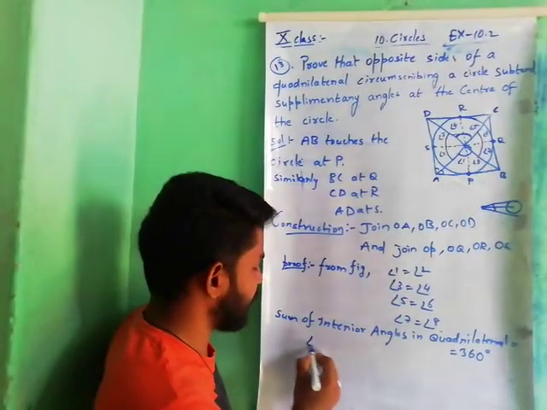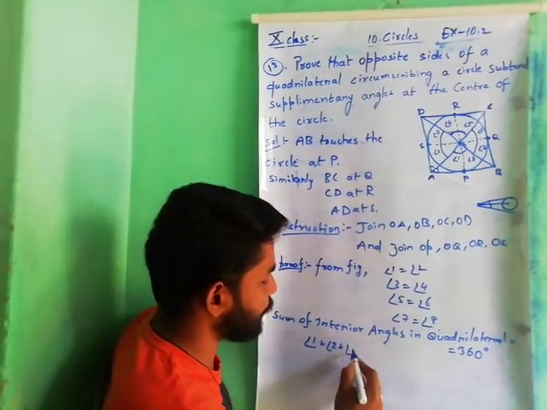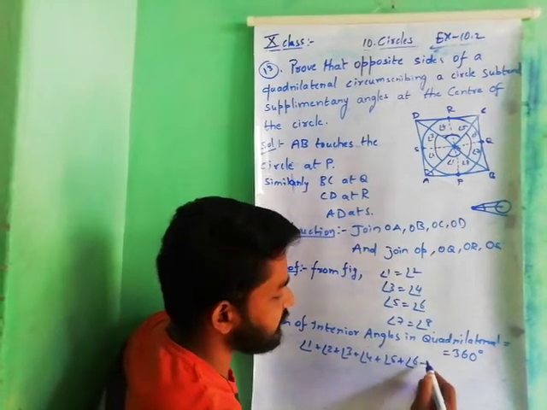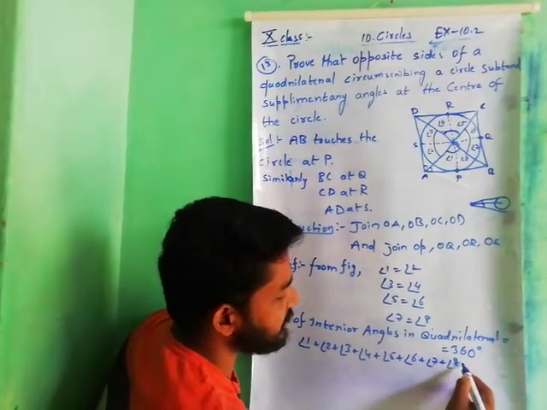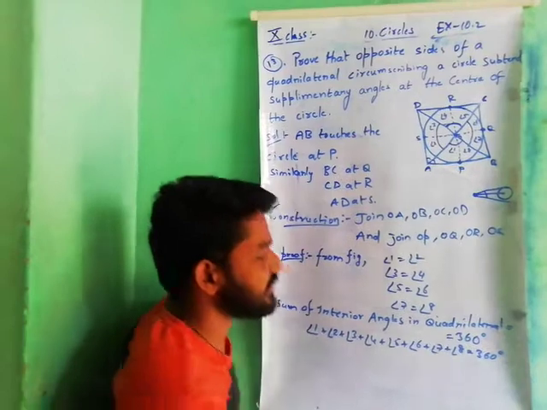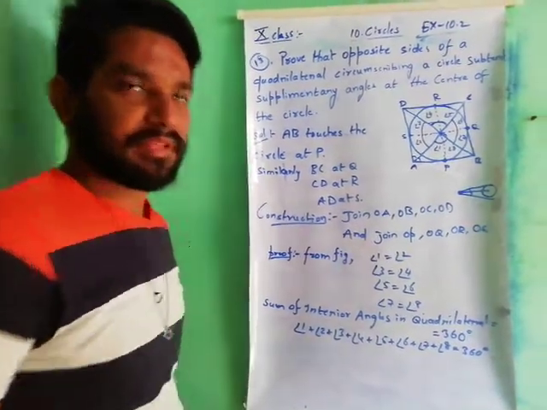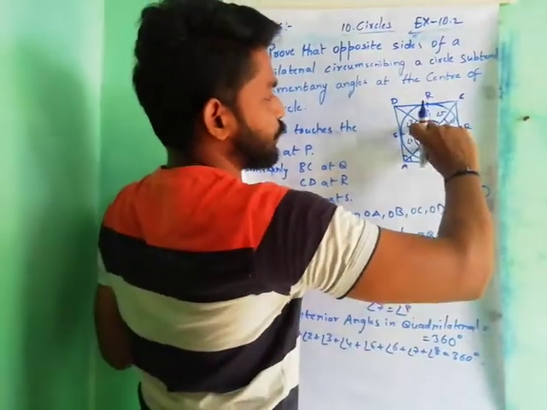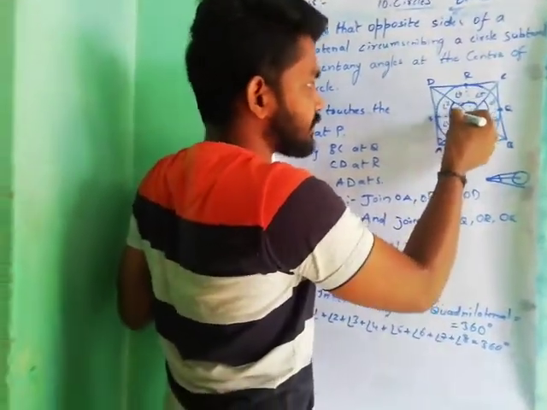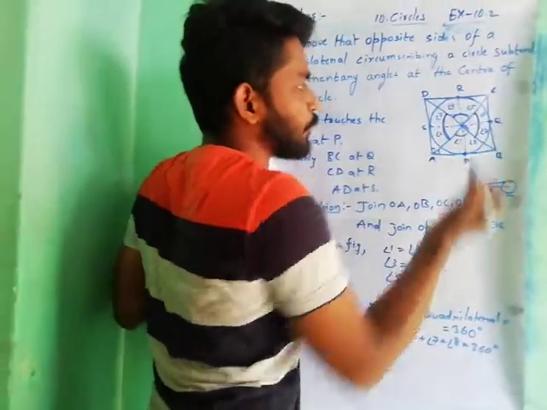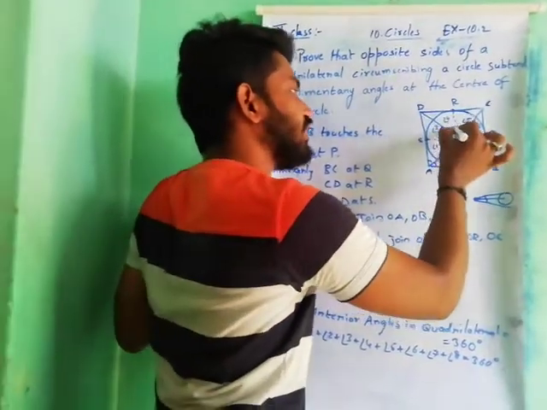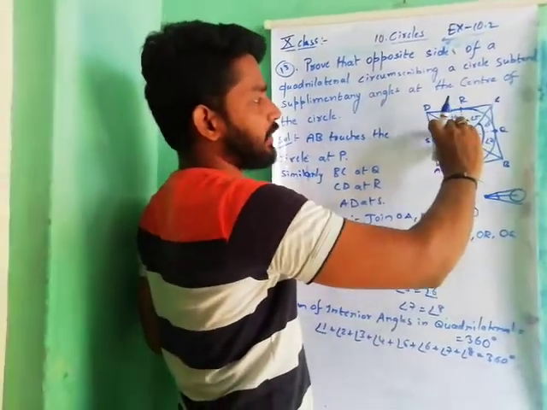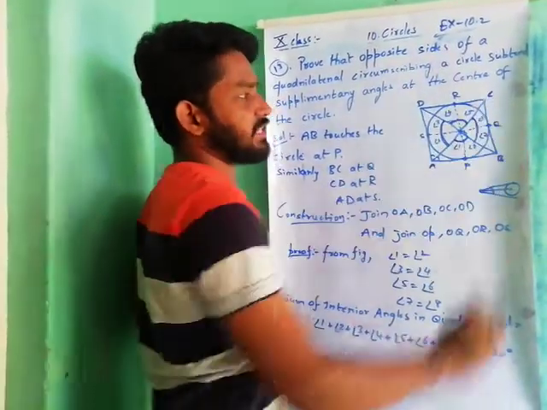360 degrees. Means angle 1 plus angle 2 plus angle 3 plus angle 4 plus angle 5 plus angle 6 plus angle 7 plus angle 8 is equal to 360 degrees. Okay. So now we have to prove that these two opposite angles, or these two angles, are 180 degrees. So first we have to prove angle 2, angle 3, angle 7, angle 6.